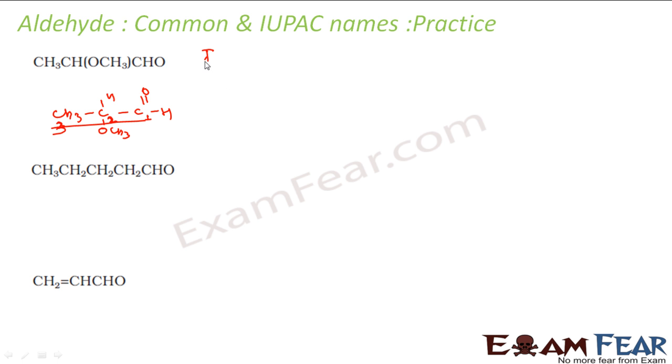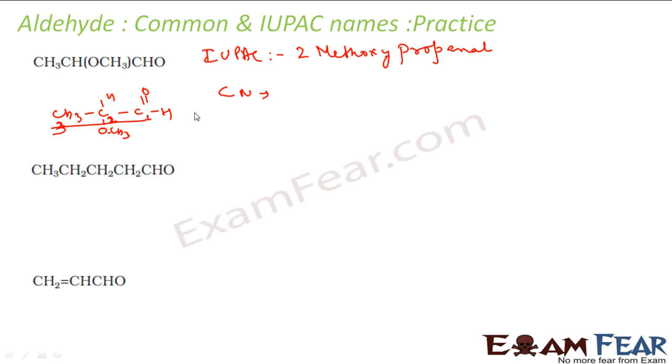First let me take the IUPAC name. At second position I have a methoxy group. OCH3 is a methoxy group. So it will be 2-methoxy, and then I have 3 carbons in the chain, propanal. This will be the IUPAC name. Pretty easy: at 2 I have methoxy, so 2-methoxypropanal.